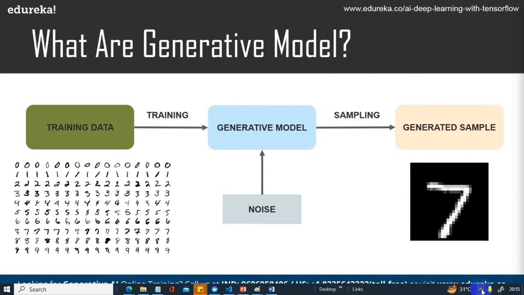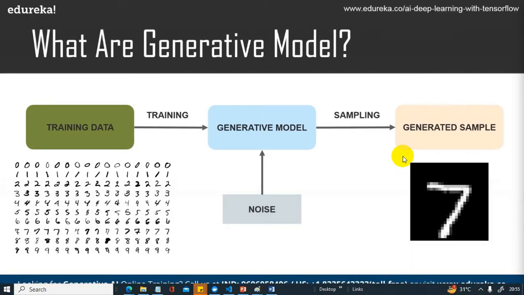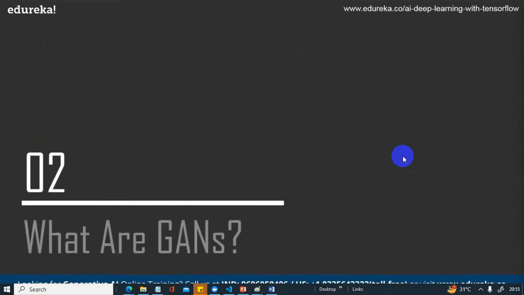The most common example of a generative model is a naive Bayes classifier, which is more often used as a discriminative model. Other examples of generative models include the Gaussian mixture model and a rather modern example, that is generative adversarial networks. So let us try to understand what exactly are GANs.